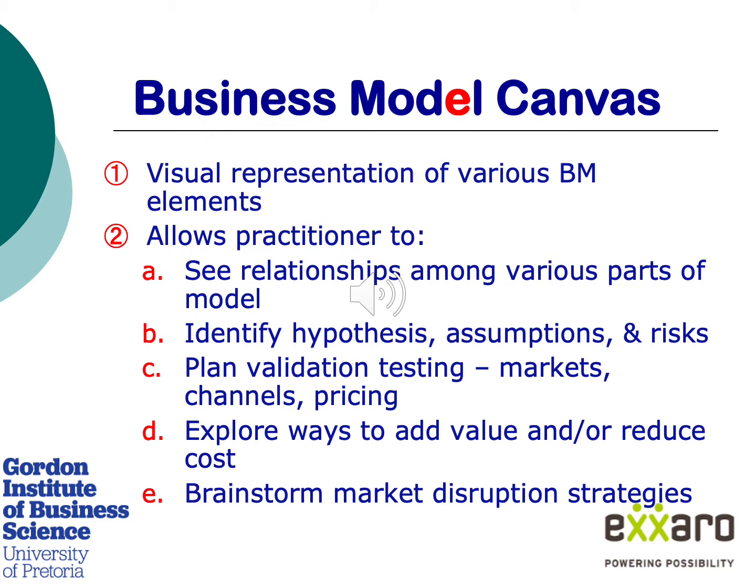When you think about the business model canvas, you get to appreciate two things. It is a visual representation of the various business model elements. 9 of them we've already spoken to. But it also allows you as a practitioner or as an entrepreneur to see the relationships among the various parts of the model. It allows you to identify the hypotheses, the assumptions, and the risks associated with doing business. It enables you to plan validation testing.